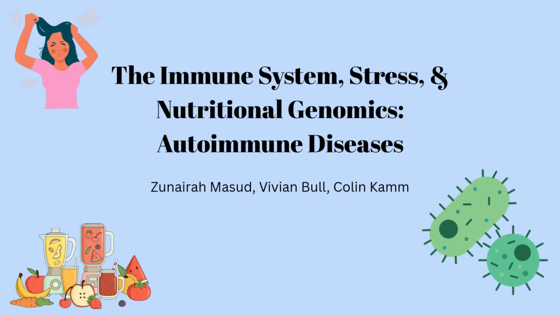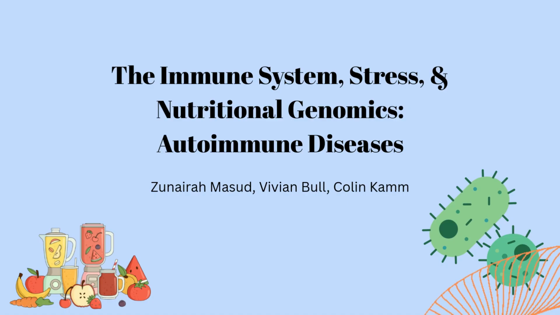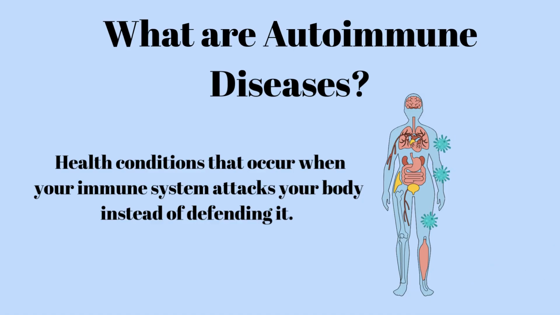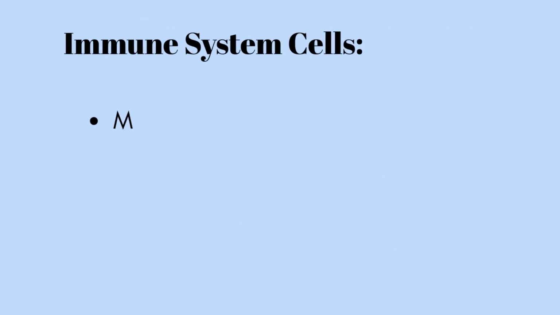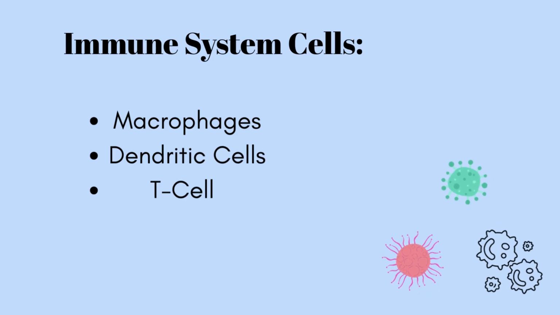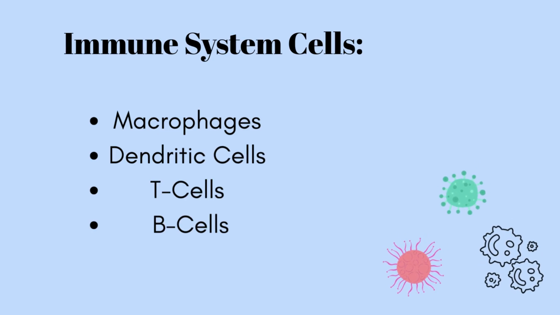Today we will learn about how the immune system, stress, and nutritional genomics work together in autoimmune diseases. Autoimmune diseases are health conditions that occur when your immune system attacks your body instead of defending it. There are 4 immune cells involved in autoimmune responses, which are macrophages, dendritic cells, B cells, and T cells.